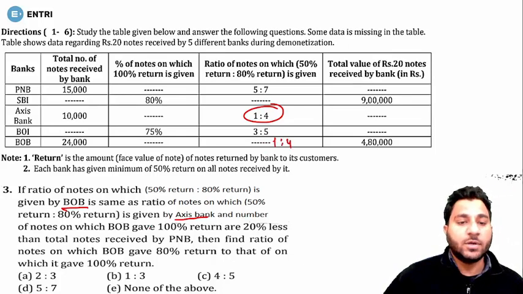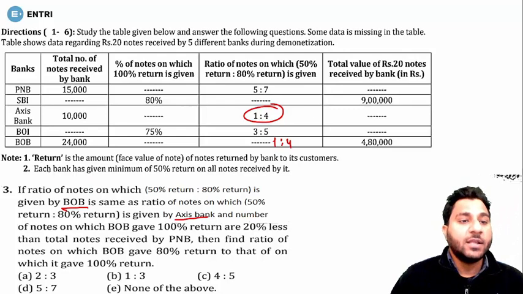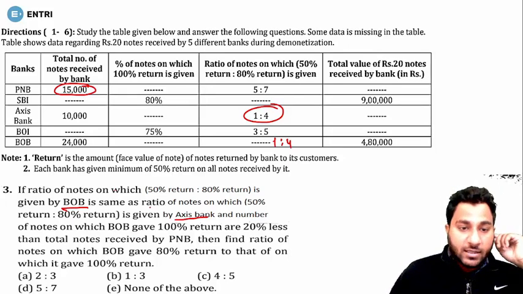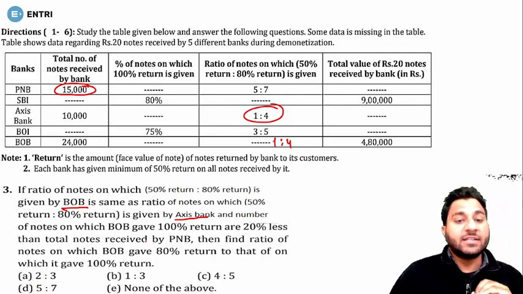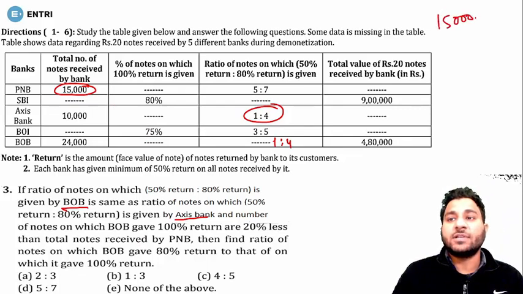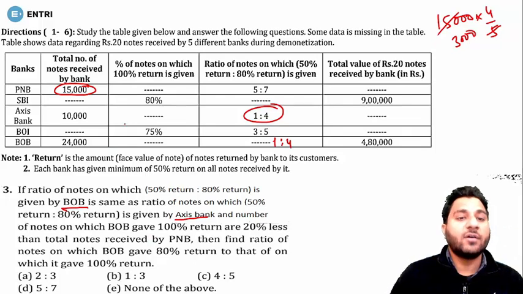Now let's move on. The number of notes on which Bank of Baroda gave 100% return are 20% less than the total notes received by PNB. Look at this. PNB would have received 15,000, and the notes on which Bank of Baroda gave 100% return are 20% less than that, which means 15,000's 80%. Okay, so look at this. 12,000 notes were returned in Bank of Baroda. So you have figured out this data.